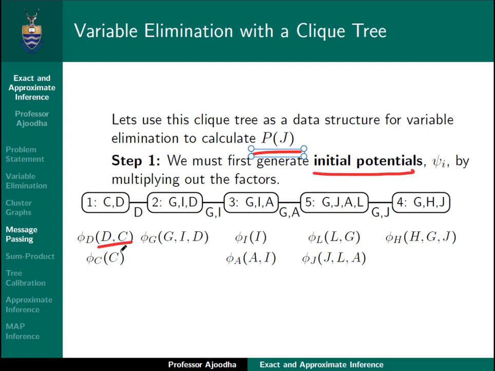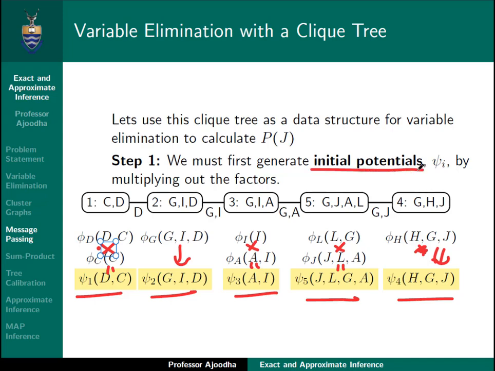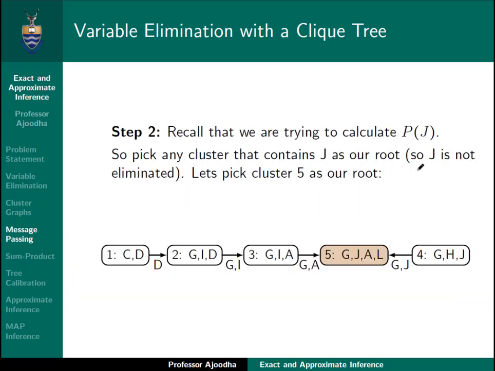So we assign this here, it has the correct scope, it can go in there, this goes here, these two can come to this one, these two can come to this one, and this goes here. So all the scopes are matched up with the clique tree. Then we multiply these together. We multiply these two together, we get this. This becomes just that. Multiply these two together, you get that. Multiply these two together, you get that. And then this one just becomes this. So we end up with these. These are called initial potentials.